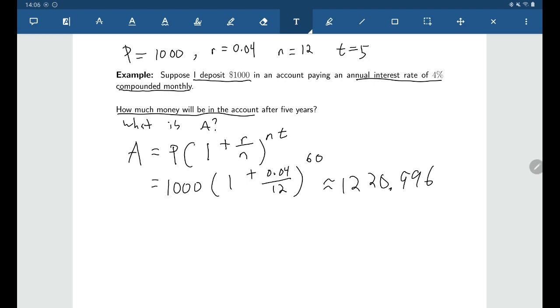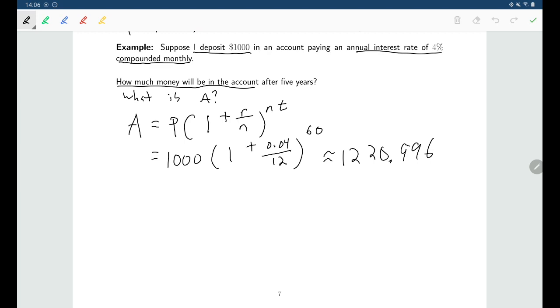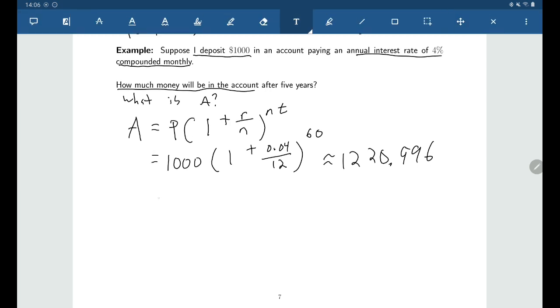And since this is a word problem, I should also be giving my answer in terms of a sentence. So I'm not just going to stop here and say 1,220.996. I'll say that after 5 years, there will be $1,221.00 in the account. There we go.